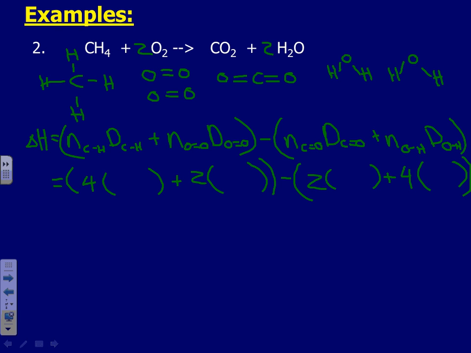CH, 413. That looks like that's 413. O2, we've already seen that guy. O2 is 495. 495, some pretty strong bonds in there. CO, and that's the guy at the bottom, 799. And we've done OH, 467.